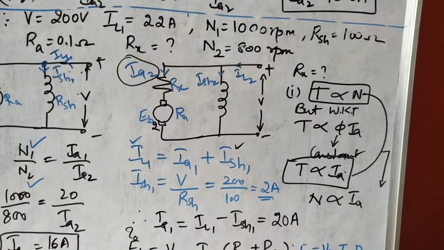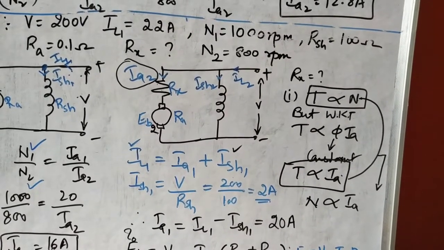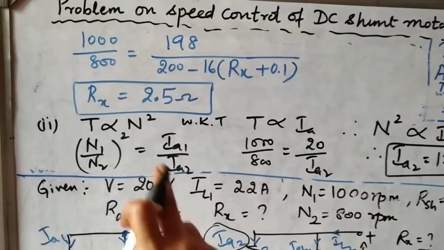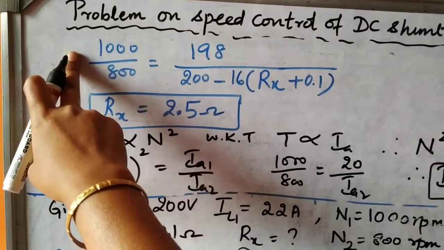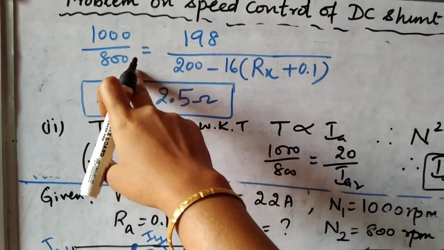Then EB1 you have already solved. It is 198. You need not worry. Then what you have to change here, when you come back to this, the same answer, 1000 divided by 800 is equal to 198.